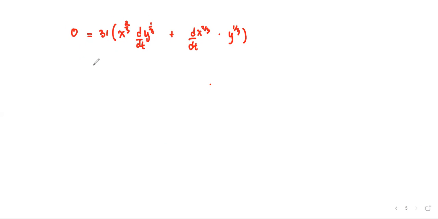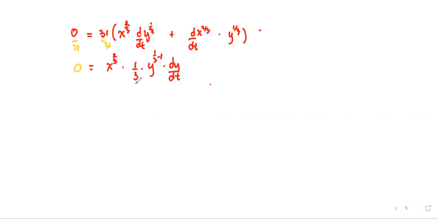To make the problem cleaner, you can divide everything by 31 to get it out of the way, because 0 divided by any non-zero number is 0. So we just work on the core piece of the problem. Now we have x to the power 2/3 multiplied by, this time applying the general power rule, the power becomes a coefficient, and then y to the power 1/3 minus 1, and then multiply by the derivative of y with respect to t.